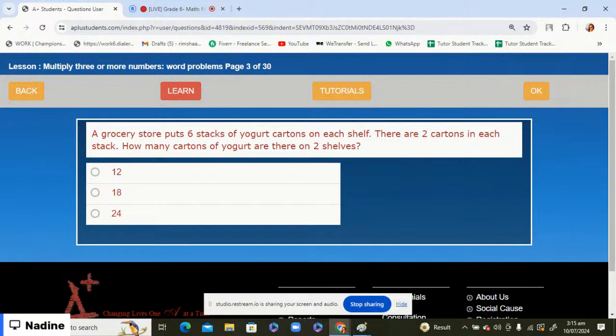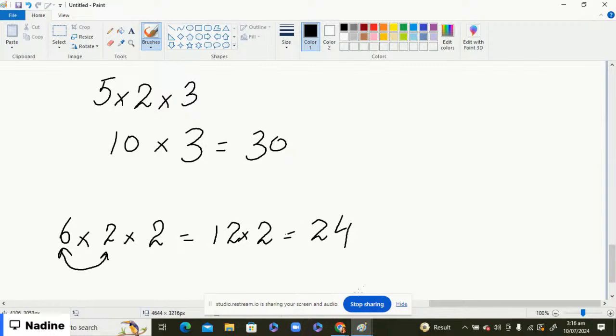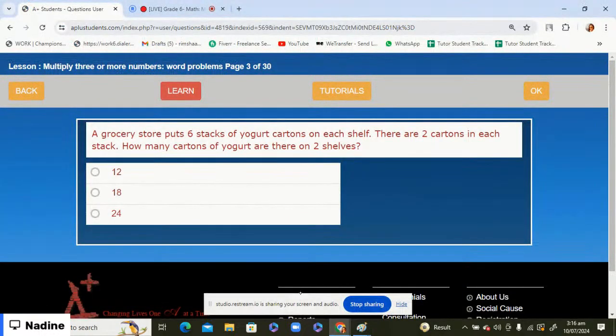So 6 times 2 times 2. Let's multiply. 6 times 2 times 2. So first of all, multiply these two, 6 times 2 is 12. Then 12 times 2 is 24. So here we go with the option 24. Okay.